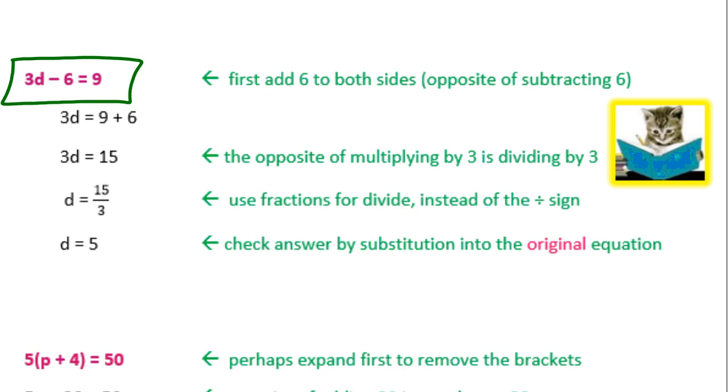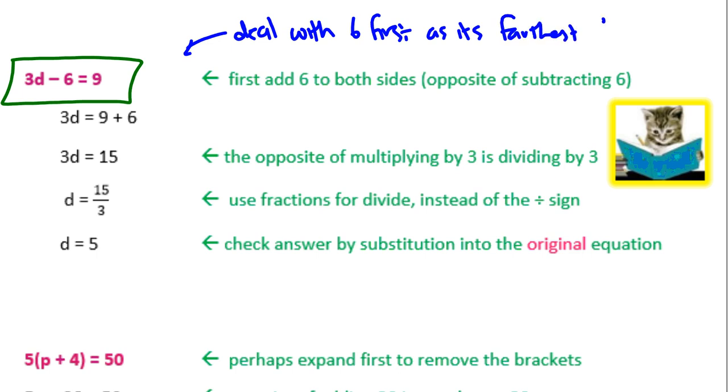So do we deal with the 3 or the 6 first? 6 is furthest away from the d. So deal with 6 first. Put it in your own words if you want. 6 first, as it's farthest from d compared with the 3.